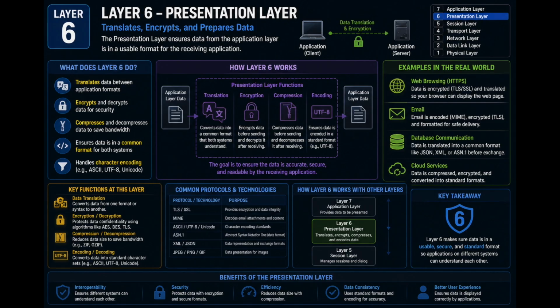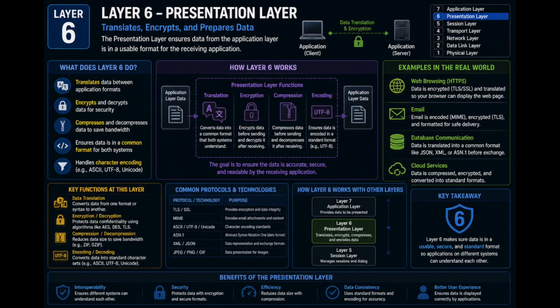Email systems using MIME formatting and encryption. Database communication using formats such as JSON, XML. Cloud services that rely on standardized, compressed, and encrypted data exchange. Common technologies associated with this layer include TLS/SSL, MIME, ASCII, UTF-8, Unicode, ASN.1, XML, JSON, and image formats like JPEG, PNG, and GIF. The presentation layer also works closely with adjacent layers.